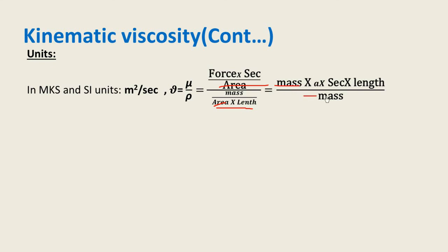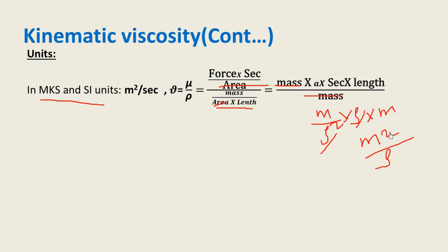So we cancel mass, and acceleration, second, and length remain. When you substitute units, acceleration is meter per second square, second is a second, and length is also meter. One second gets cancelled, and we come to the units meter square per second. So these are the units of kinematic viscosity. In MKS and SI units it is meter square per second. Then coming to the CGS units, we replace meter with centimeter, so we get centimeter square per second.